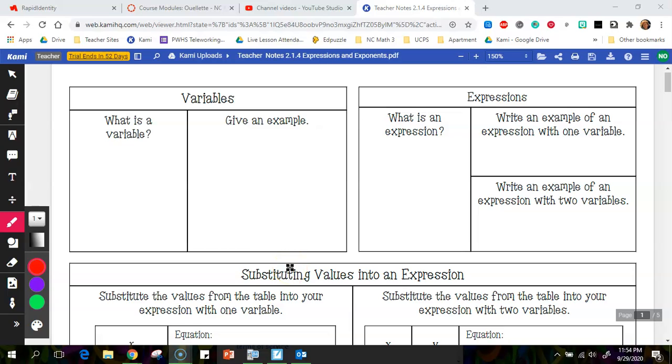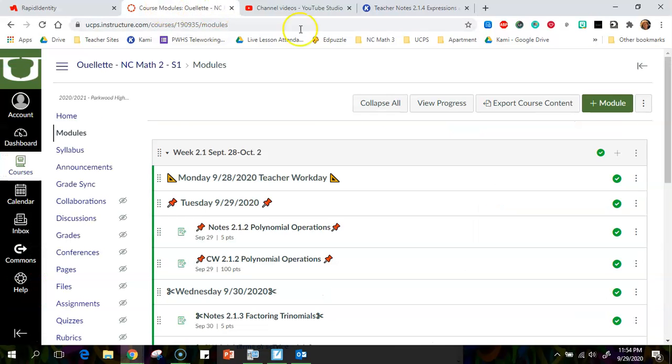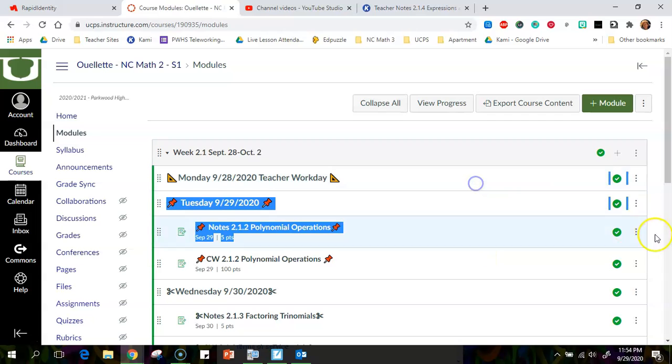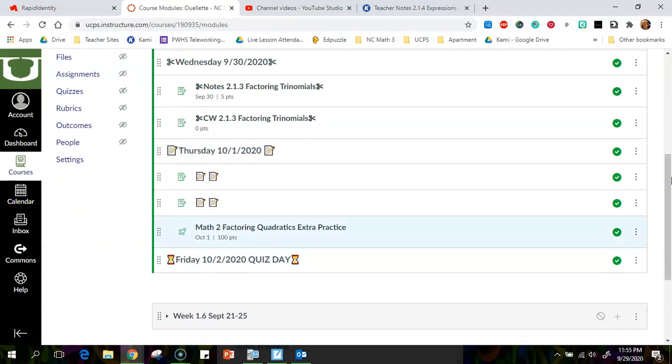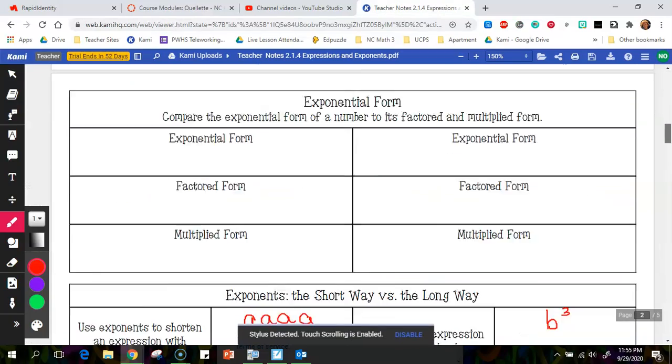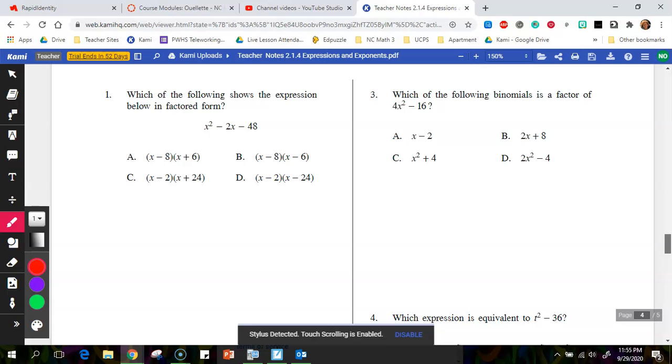Hello, Math 2 students. This set of notes is on expressions and exponents, and this one shouldn't take as long as the last couple days have taken. But you have been assigned an additional, it's in the quiz section, but it's not a quiz. So you've been assigned some additional factoring extra practice, but I'm going to go through a few of those problems with you when we finish these few pages, and they're down here.